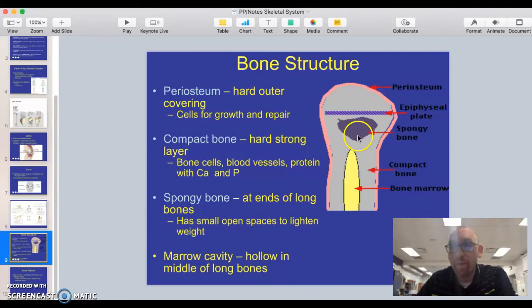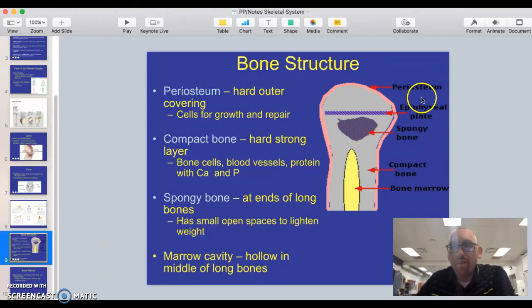Now in birds, to make them lighter, you've probably heard that they have hollow bones. That means they would not have as much of this heavy compact bone. Their bones are made almost all of spongy bone, which lightens the bone and allows them to fly easier because they're not as heavy. So that's the basic setup.